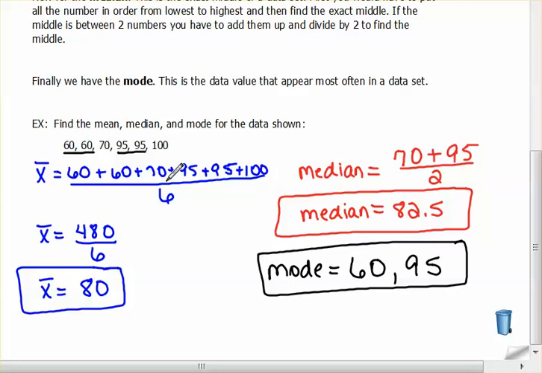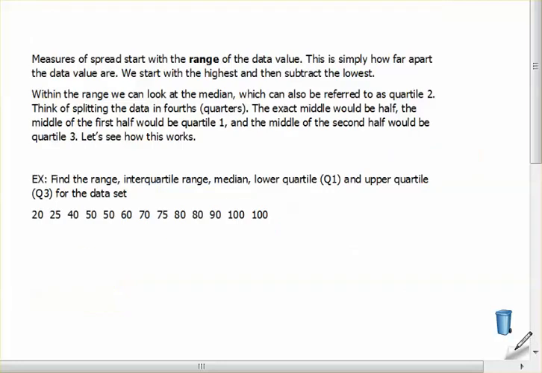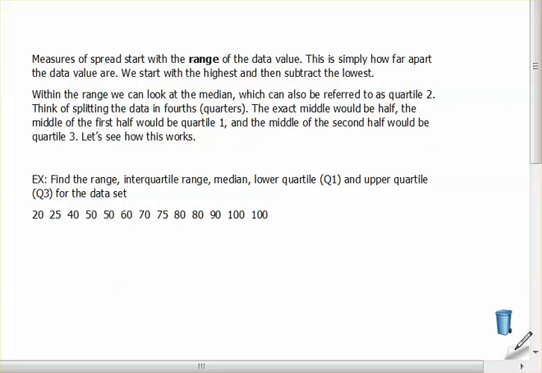Now, by figuring out our mean, median, and mode, this leads us to another interesting set of things we can talk about. Let me move to the next page, and that is where we start talking about spread. Talking about spread, we want to talk about how far apart our data is. We call that the range of the data values. That is where you take the highest number and subtract the lowest number from it, and you see how far apart all of your data values are. Now, when we look at range, we can also look at the median, which would be the exact middle.